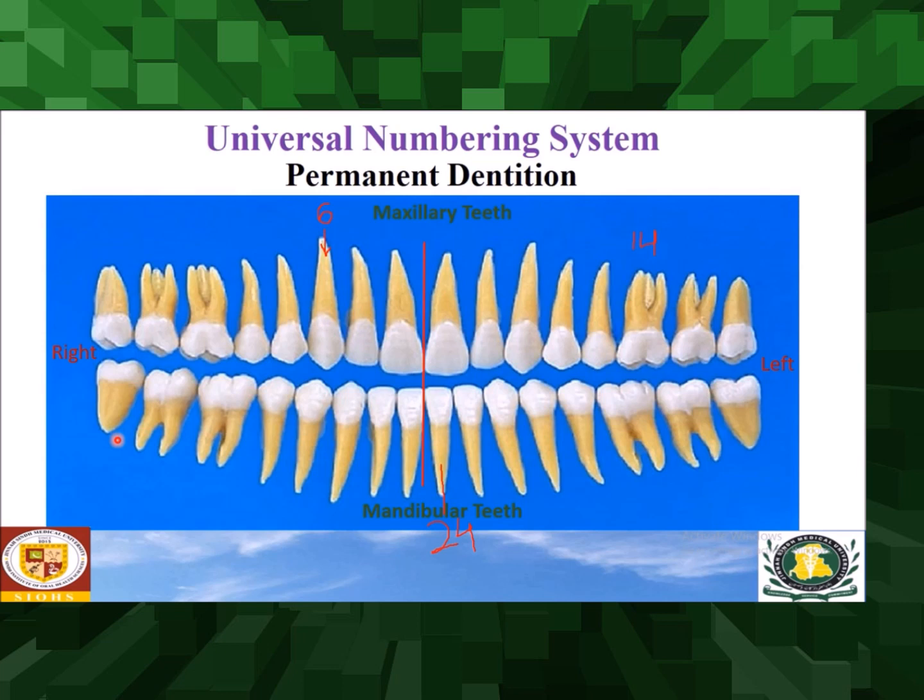Now it is very important that whether you are using FDI, Palmer or the universal notation system, you must have a good understanding of the individual tooth morphology, because sometimes you have to number the teeth in case of mixed dentition, retained teeth or the congenitally missing teeth.